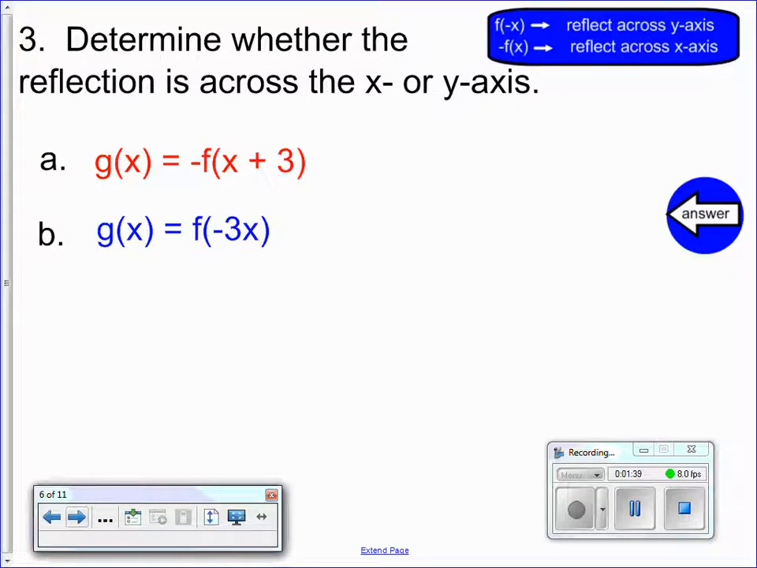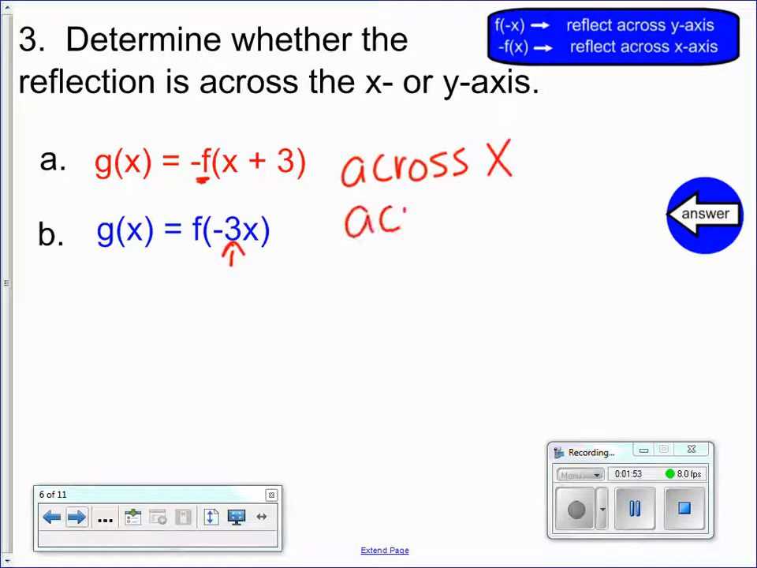Determine whether the reflection is across the x or across the y. My negative sign is on the outside, so that means it's going across the x. If my negative is on the inside, it's going across the y.